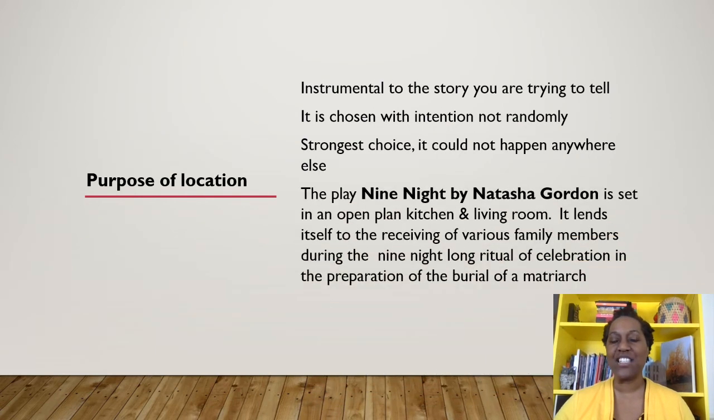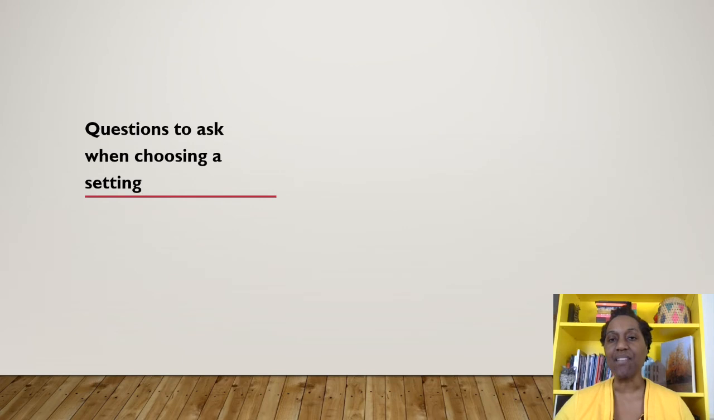Now, an example of this is one of my favorite plays, Nine Nights by Natasha Gordon, which is set in an open plan kitchen and living room. Nine Nights is about the ritual of celebration preceding the burial of a loved one. The setting of an open plan kitchen and living room lends itself really beautifully to this play because every single character coming to pay their respects has to come through this location. And so we will watch the action unfold in that setting.